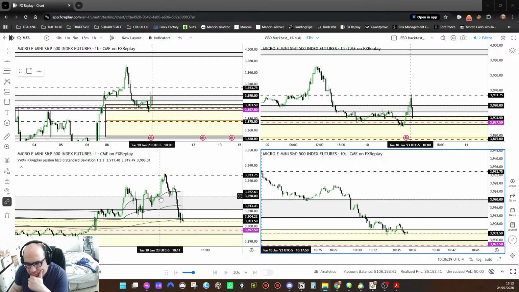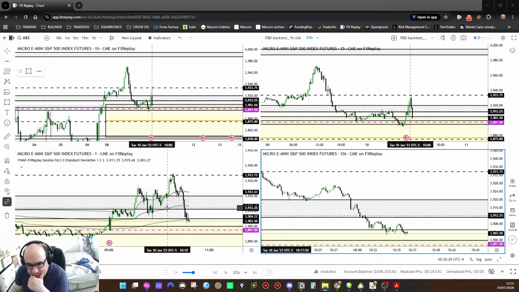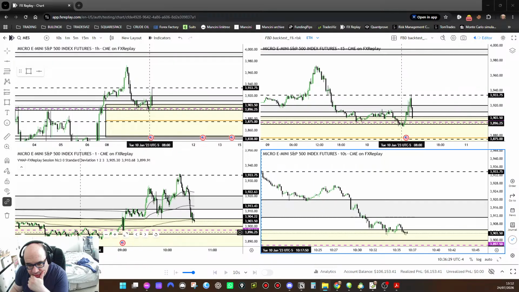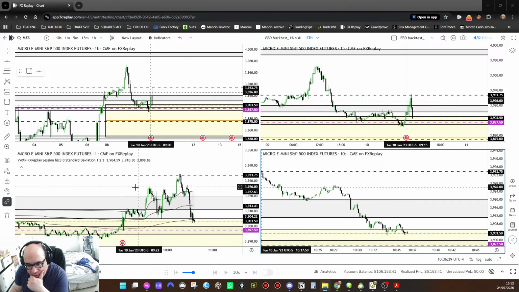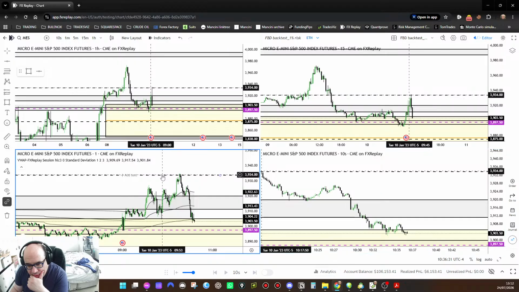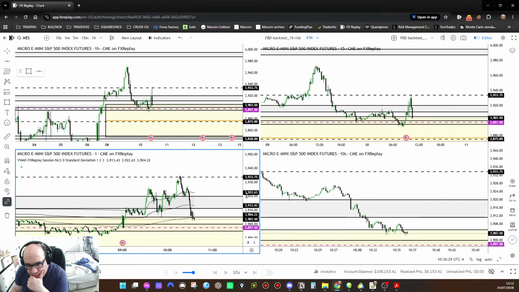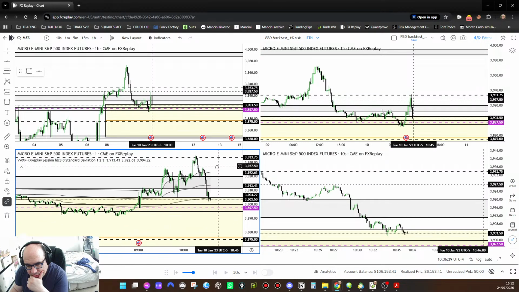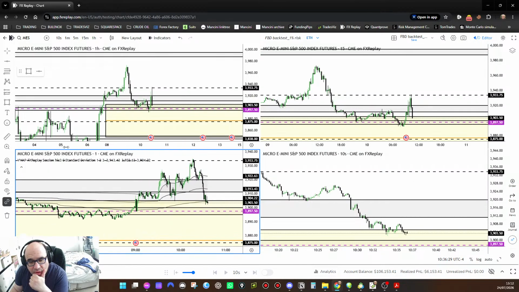This is a very good example of how well ES is respecting the levels. We see a fail breakdown exactly here. We tested, boom, we got a really nice move. How much was it? It was a proper decent one.